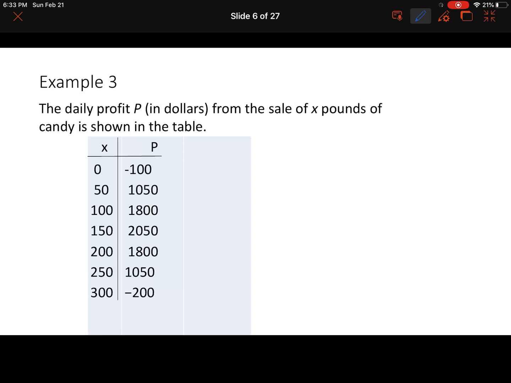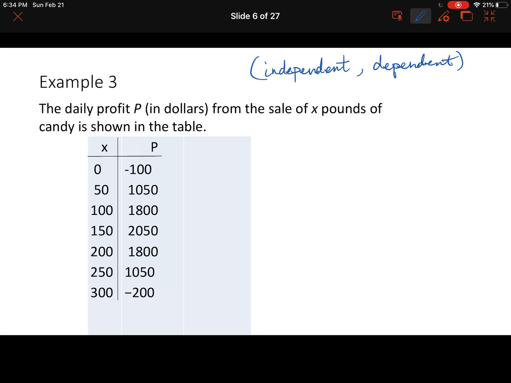The daily profit from the sales of X pounds of candy is shown in the table below. Now remember, we said that we have the dependent variable and independent variable. The independent variable always rolls first. So we have independent and dependent. If you look at this, independent is going to roll into the game first in this set of data. That's your X. That's your independent values. Your P depends on whatever X is.